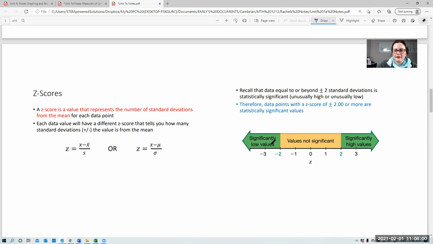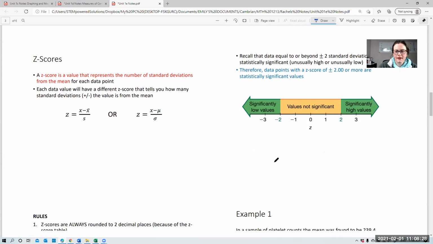So here we have Z-score values that are less than 0. If you get a Z-score that's less than negative 2, then these are significantly low values. If you get a Z-score from negative 2 to positive 2, these values are non-significant. If you get a Z-score that's greater than 2, these values are significantly high values.